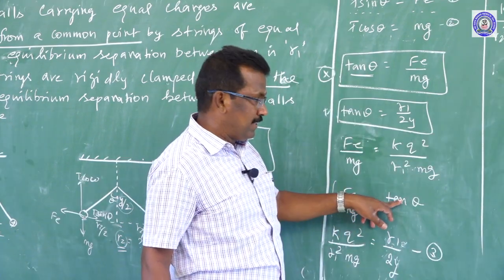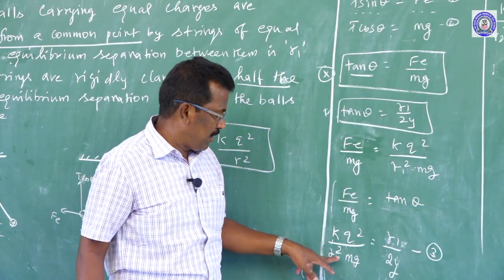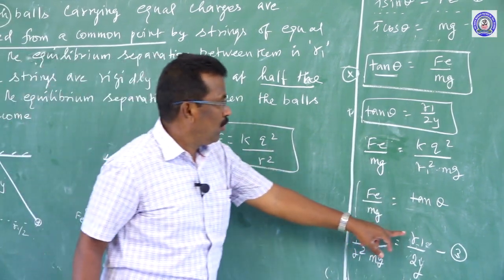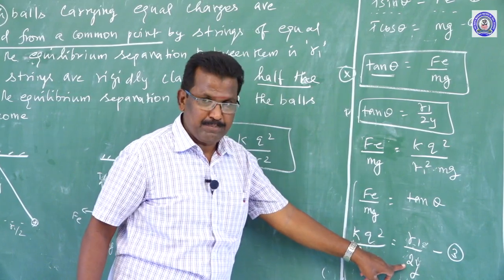Fe by mg is equal to tan theta. Substitute Fe is equal to kq square by r1 square, over mg. Tan theta is opposite divided by adjacent, so r1 by 2y is substituted.